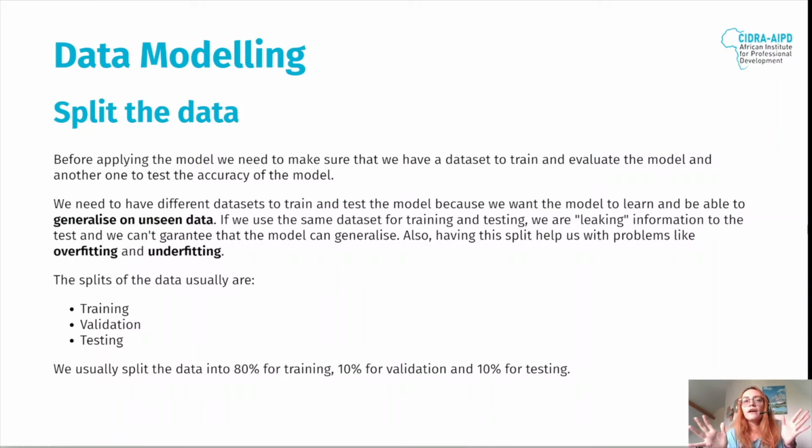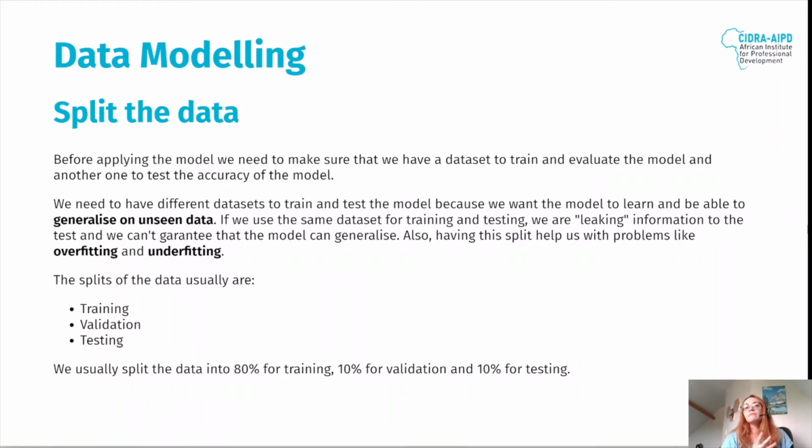And the last step that we have is the data modeling. For the data modeling, we have some steps within it. The first one is splitting the data. What do I mean by splitting the data? Before we apply any model, we need to make sure that we have a data set that we are going to train and evaluate the model on, and another one that we are going to use to test the accuracy, the performance of the model. Because as I just said, we need to make the model learn and generalize on unseen data.